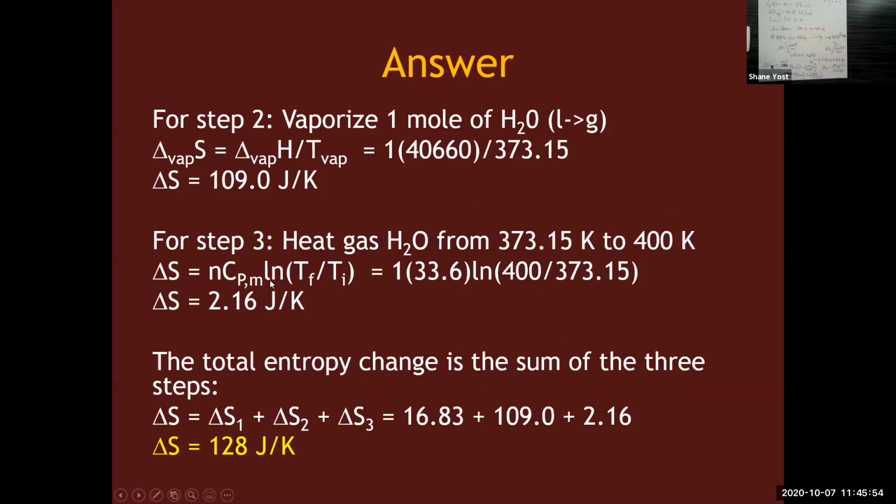Finally, for step 3, I use the heat capacity of my gas times the number of moles, 1, and the log of 400 divided by 373, which gives us 2.16 joules per Kelvin. So I add these three things together to get a final value of 128 joules per Kelvin for the entropy change for taking your liquid at 300 Kelvin to a gas at 400 Kelvin. Any questions?